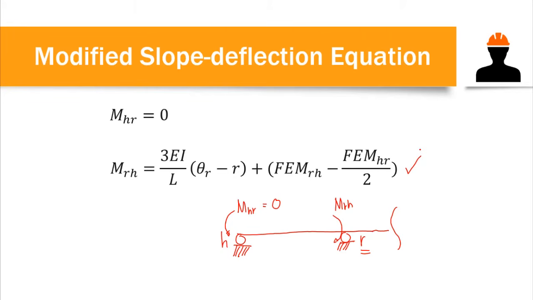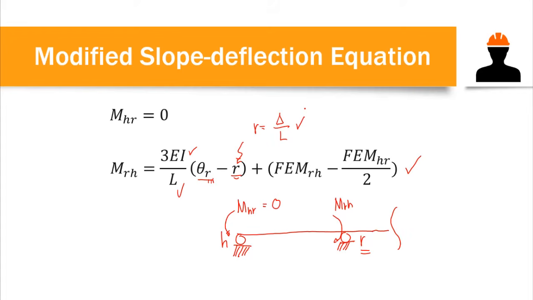You can still use the previously mentioned slope deflection equation, but this can be applied especially if you want to expedite the process. So we have M_RH is equal to 3EI over L times θR, the angle at point R, minus R. R is the chord rotation in which we have the formula delta over L, especially if you have settlement, so you have to use this R here. Plus the fixed end moment FEM_RH.